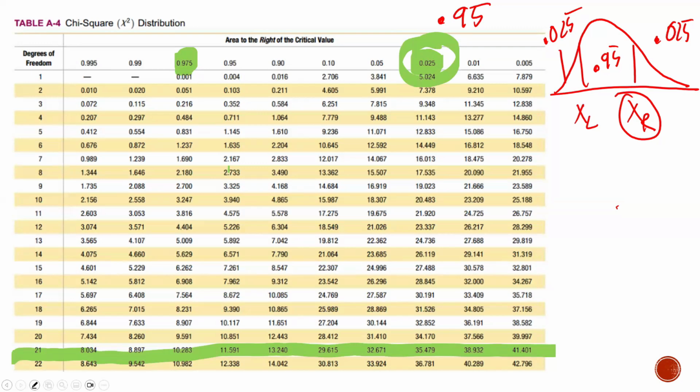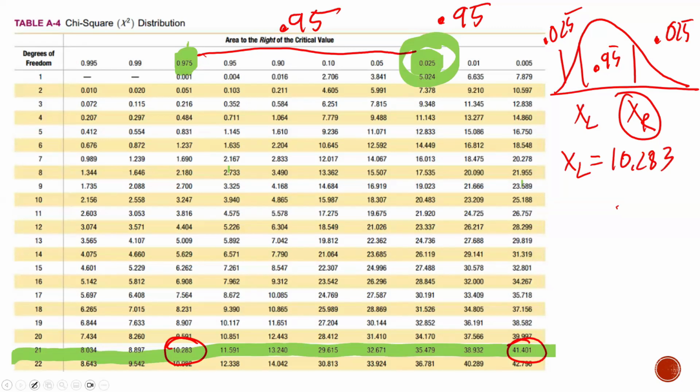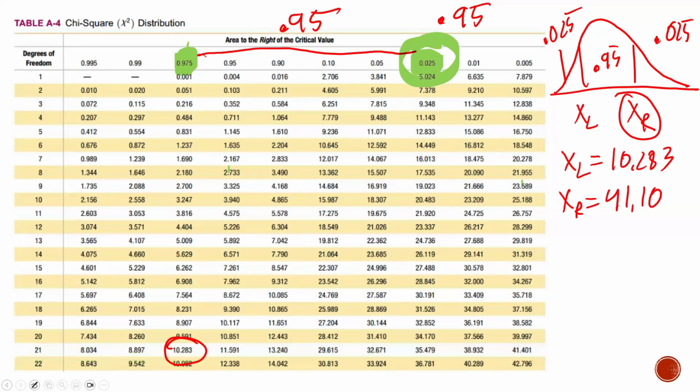Also notice, Bobby, we have a 95% confidence interval. Notice the difference between the two numbers that I circled. The difference is 0.95, which is the confidence level. That should always be the case, because I'm finding the middle. So then my values are 10.283. I don't know why I circled that one.